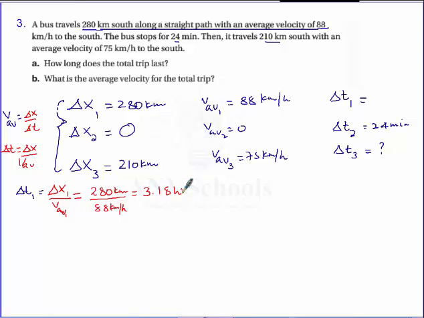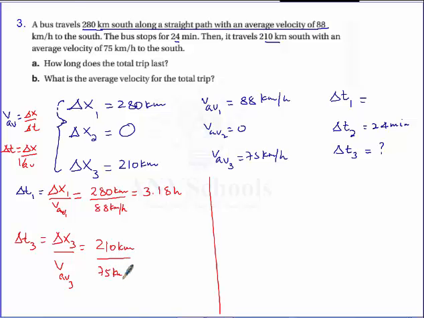Let's find the same way delta T3, which is the displacement 3 divided by average velocity 3, which is the same as the displacement of 210 kilometers divided by 75 kilometers per hour. Use a calculator and divide 210 by 75. We'll get 2.8 hours.